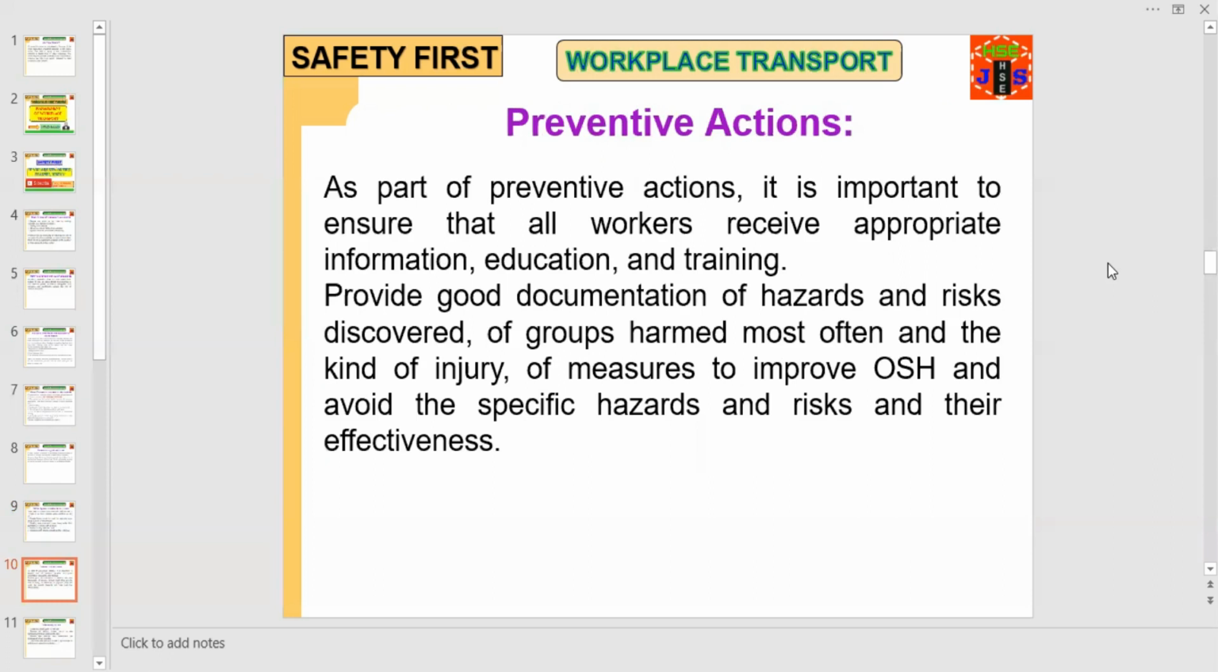After discussing the causes of vehicle accidents in a construction site, let us understand the strategies how to prevent these accidents. As part of preventive actions, it is important to ensure that all workers receive appropriate information, education, and training. Provide good documentation of hazards and risks discovered, of groups harmed most often, and the kind of injury, of measures to improve occupational safety and health, and avoid the specific hazards and risks and their effectiveness.